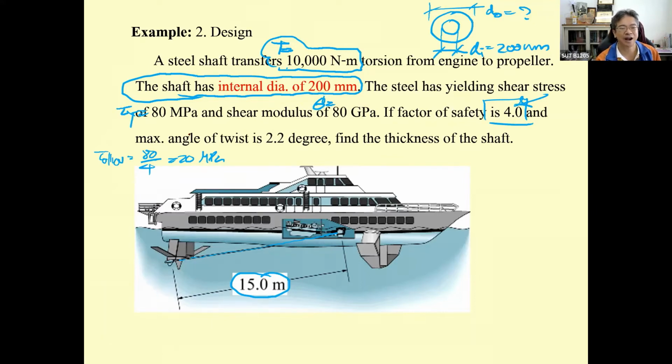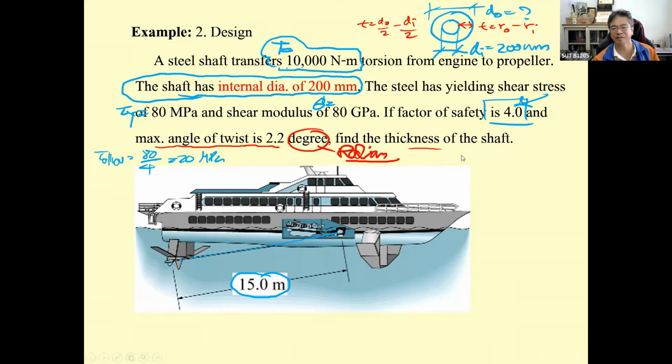And then the maximum angle of twist is in degree unit. You got to change this one to radian. Okay, and then you find the thickness. So that means you're going to find this one. The T is going to be R sub O minus R sub I, or you may say T is going to be D sub O divided by 2 minus D sub I divided by 2. That is going to be the thickness.